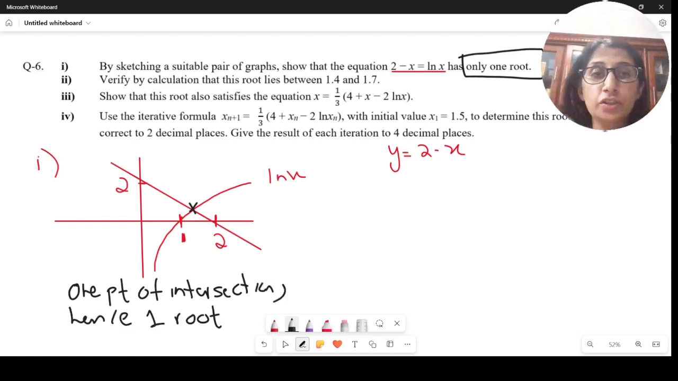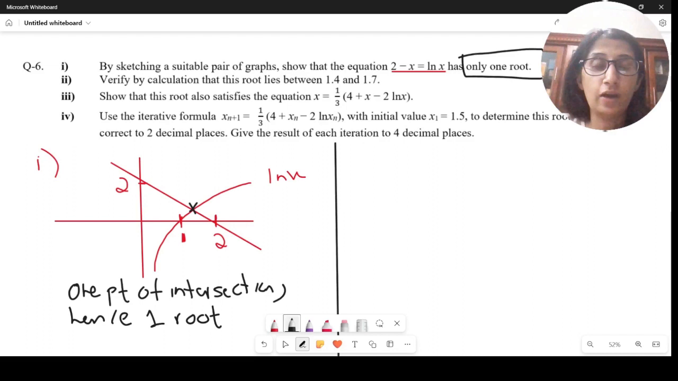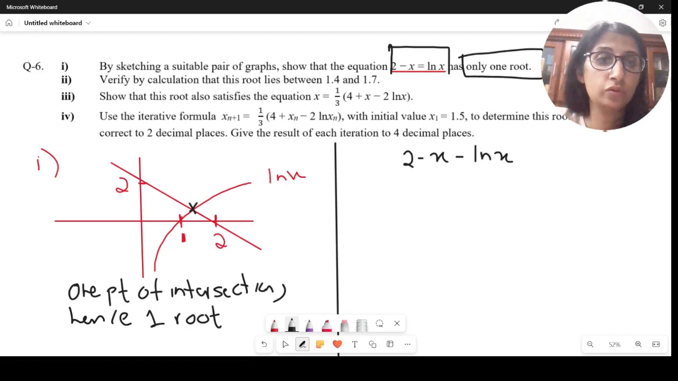Part 2, verify by calculation that this root lies between 1.4 and 1.7. Now, whenever you get a question like this where you have to prove that the root lies between two values, the first thing you need to do is bring one side of the equation to the other side so that you get equals to 0 at one end. So 2 minus x minus ln x equals 0. Now this becomes your f(x). So you have to find the value of f(1.4) and f(1.7).